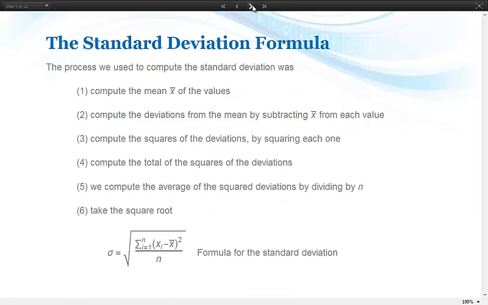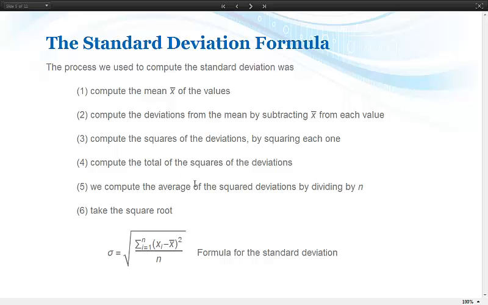So in general, how do we compute the standard deviation? Well, we follow the process that we just outlined. We compute the mean of the values. We compute the deviations from the mean by subtracting x bar from each of the values. So I get a list of deviations, one for each value. I square all those deviations to get the squares of the deviations. I compute the total of the squares of the deviations by adding up everything I got from step 3.